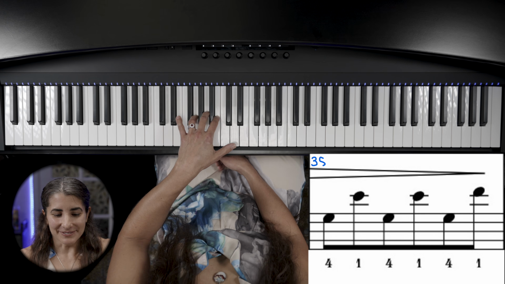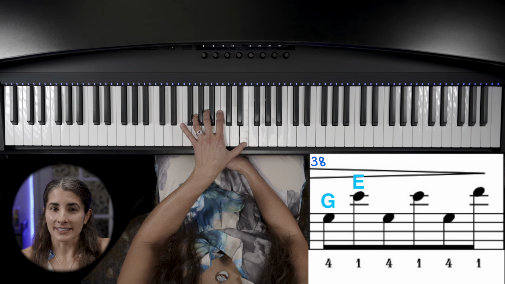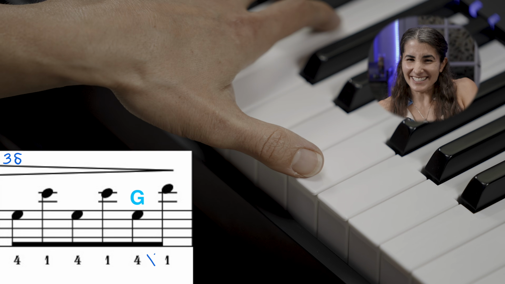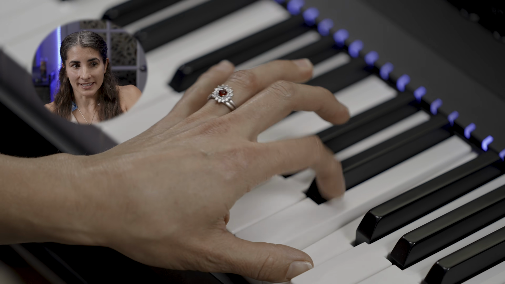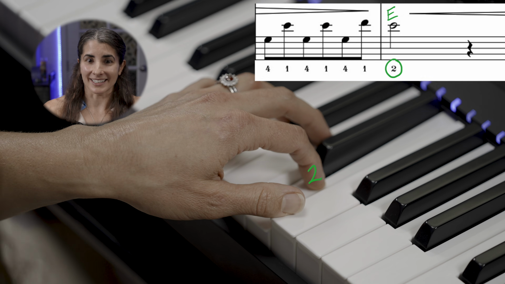Excellent. Measure 38. We have G with our fourth finger, thumb on E. Then you do it again: G, E, G. One more stretch all the way up to F. I'm going to pull my hand up. You see that? And then my 2 is going to arrive on that E.